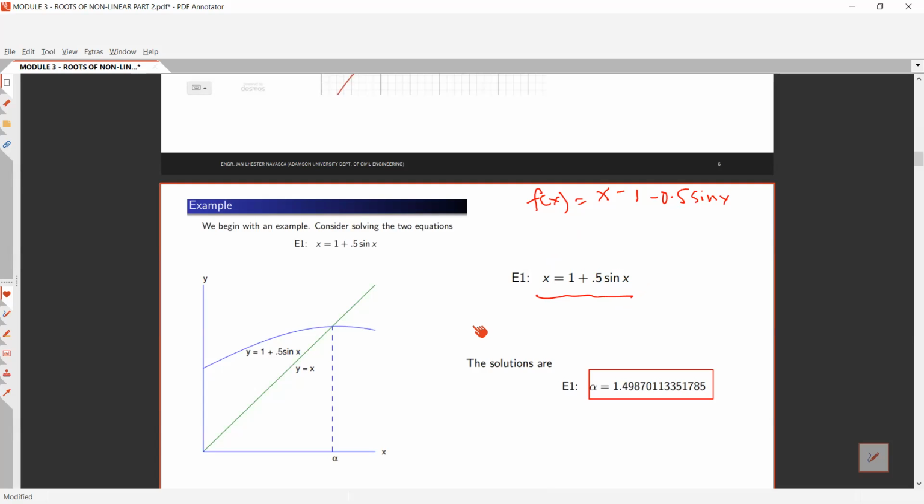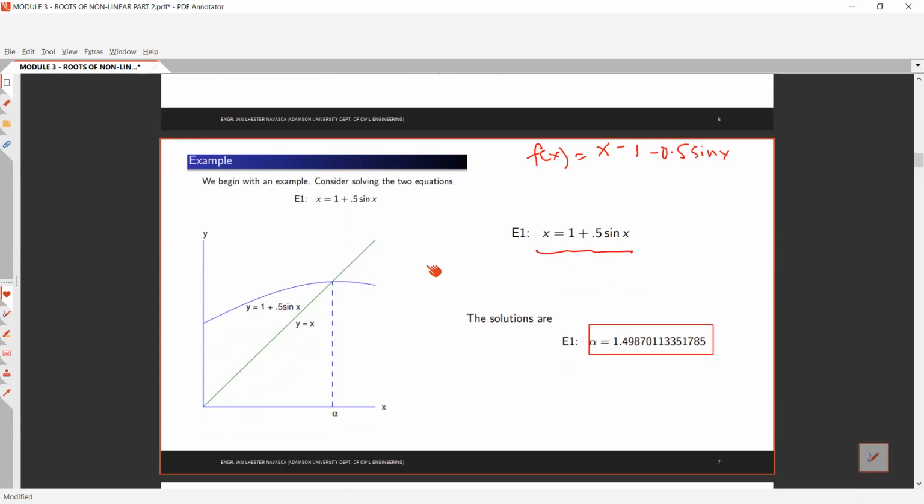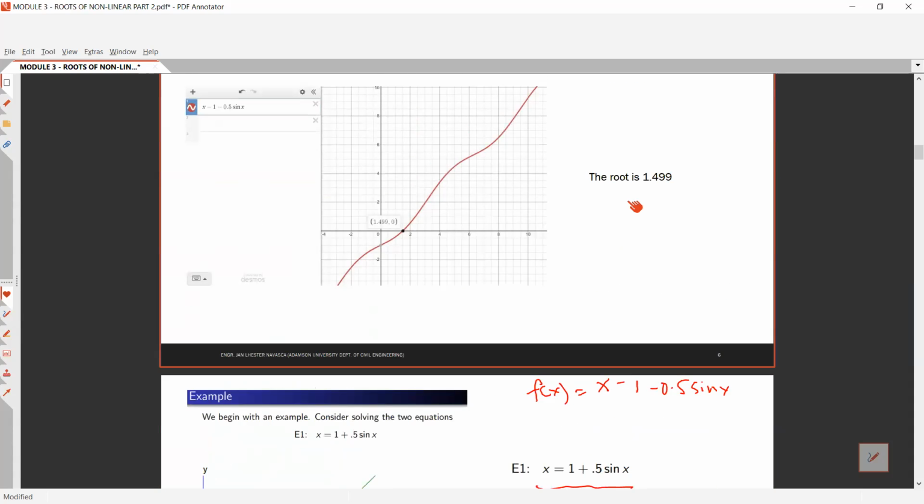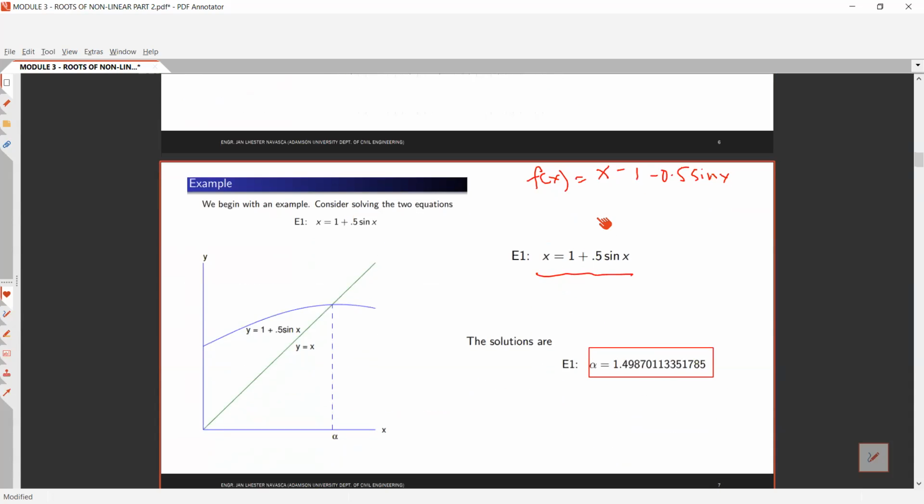If you consider the graph of the two, the intersection of the two graphs, y equals x and y equals 1 plus 0.5 sine x, at that point is the solution of the equation. Solving for the intersection, you get the root 1.4987, which is almost equal to the root of our whole function, 1.499.